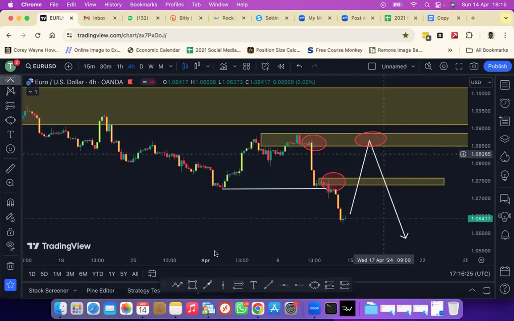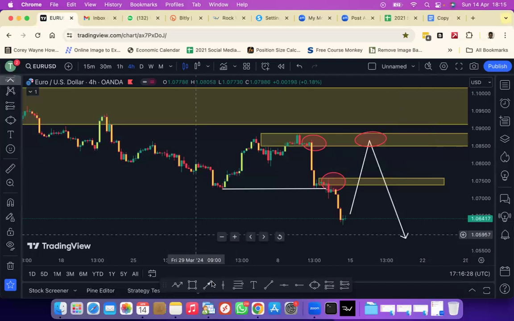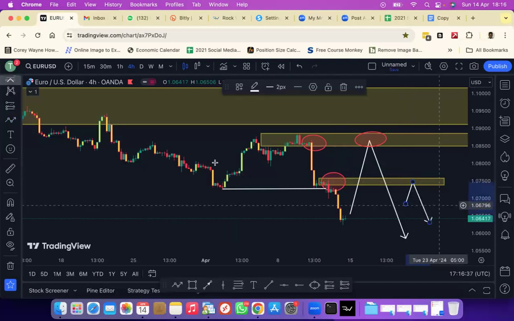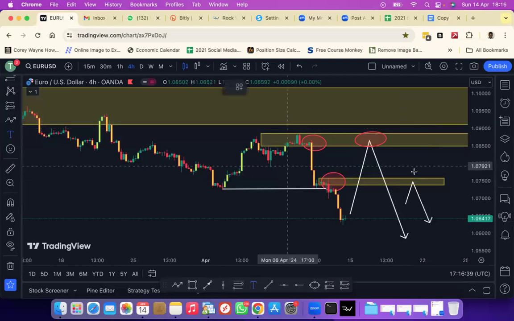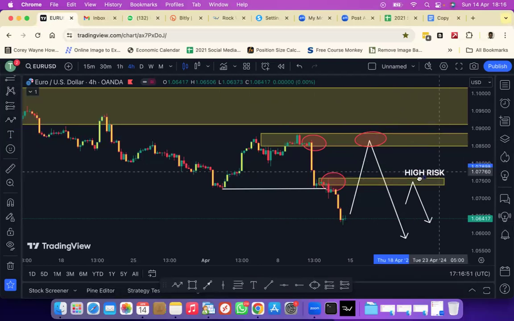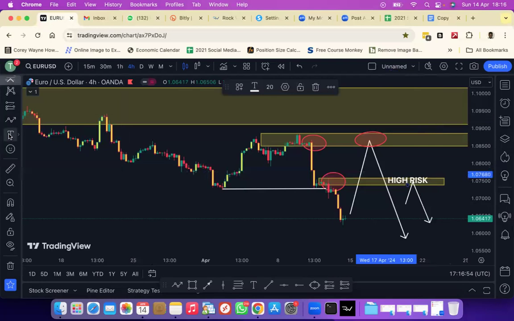So two possible zones. Let me do that again. So first zone is done. Second zone that I look for entry will be here. All right. So over here, I'll say this is high risk. That means you want to reduce your risk of this trade if you see an entry here. Okay, let me put this here.